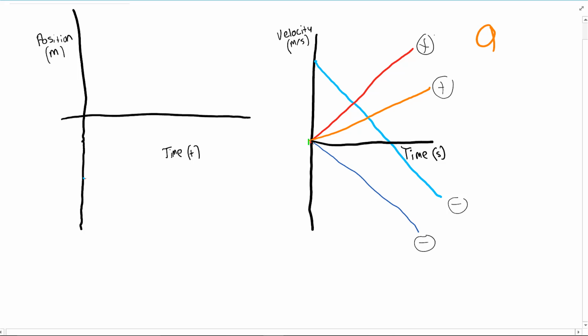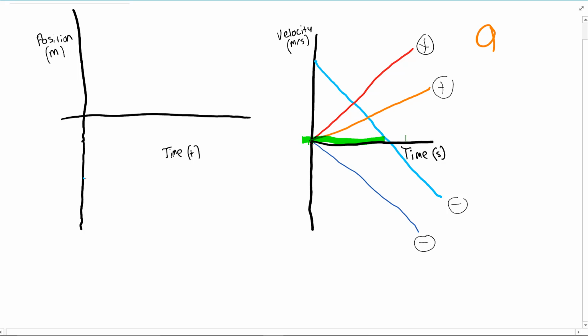So this red one has a higher positive acceleration than the orange one. These two look like they're about the same. Maybe the teal one has a bigger negative acceleration than this blue one, but whatever. So positive and negative acceleration is not that difficult. But what is difficult for people is figuring out if something is speeding up or slowing down. So I'll tell you how you figure that out.